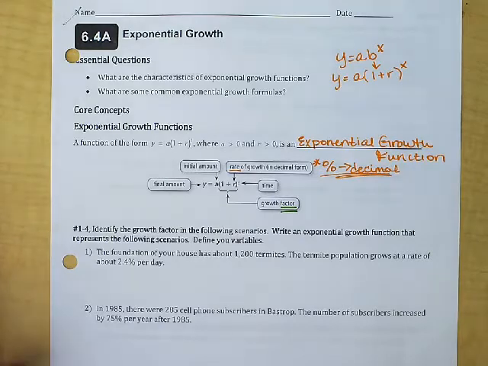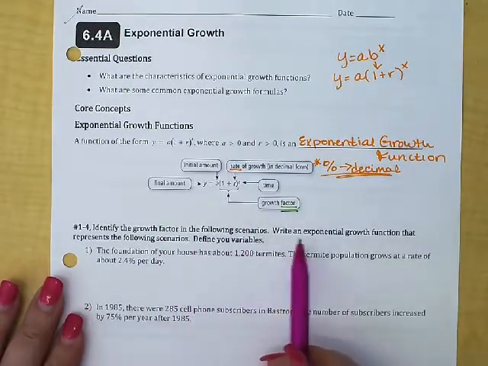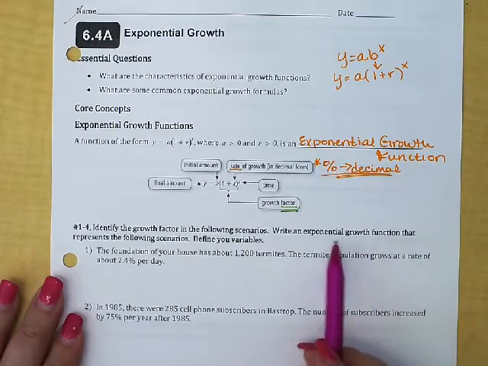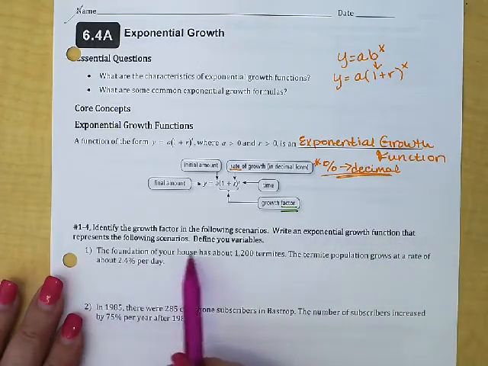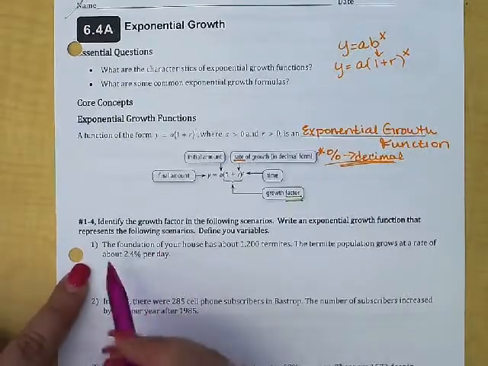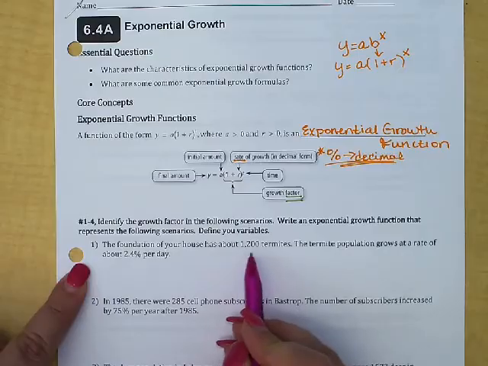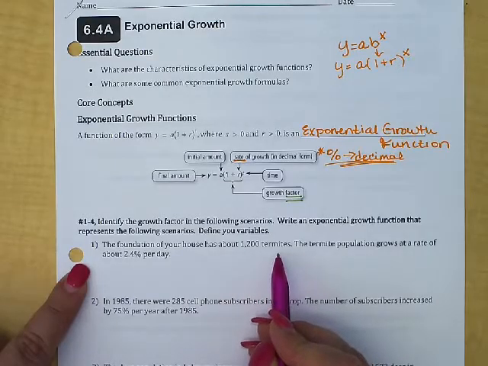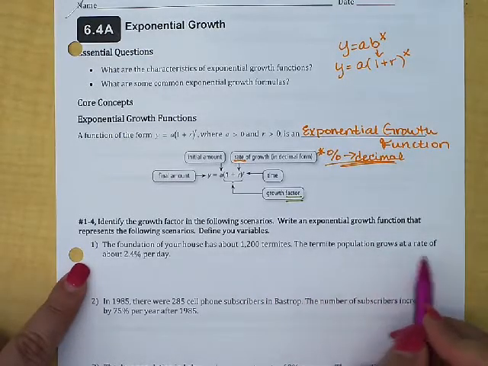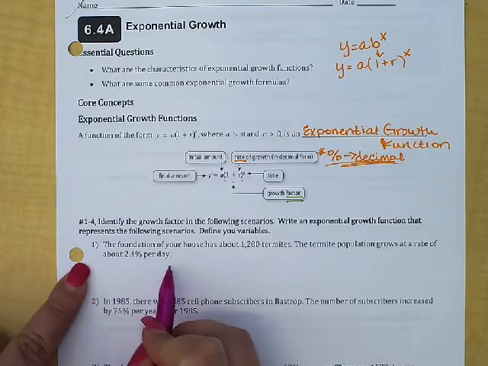So let's put this into context and do a couple of practice problems. Let's start with number 1. The first thing we want to do is identify the growth factor in the scenario, and then rewrite it as an exponential growth function that represents the situation. In number 1, it tells you the foundation of your house has about 1,200 termites, yikes. The termite population is growing at a rate of about 2.4% per day.